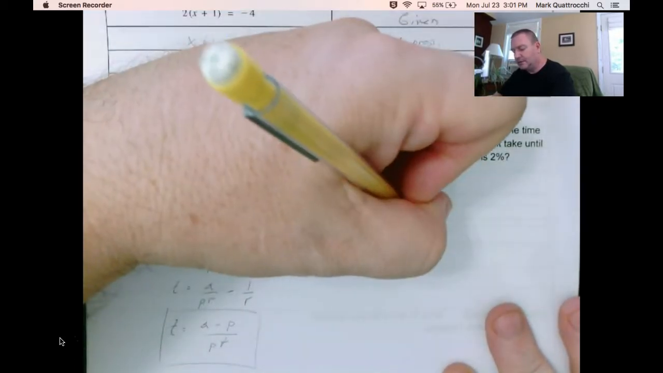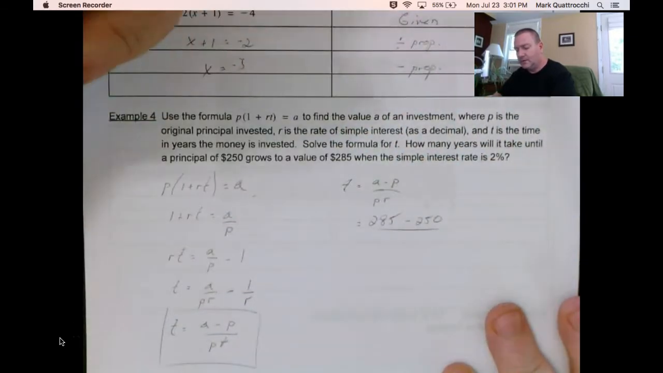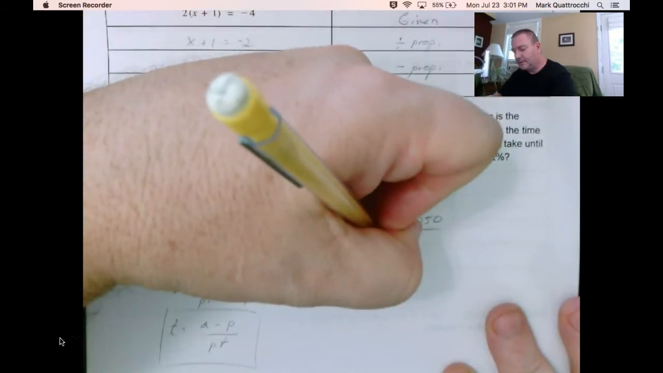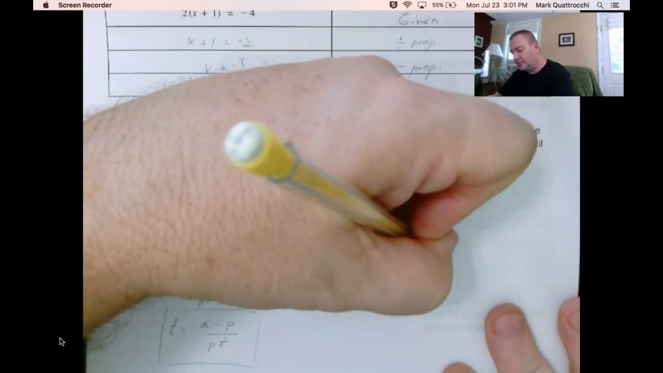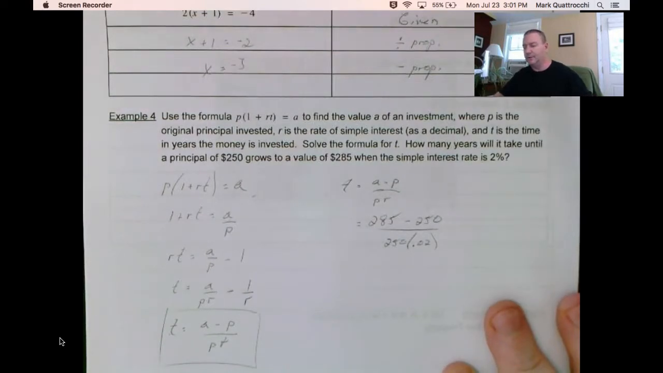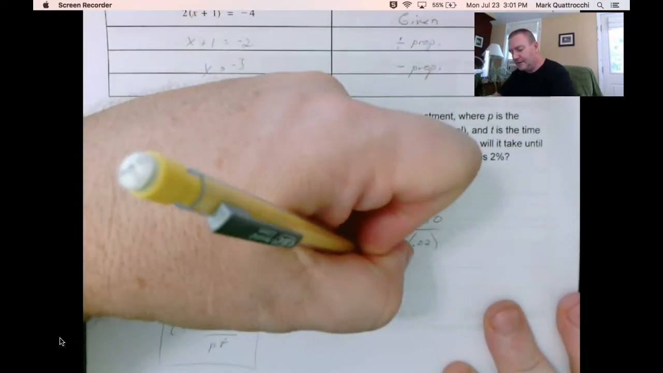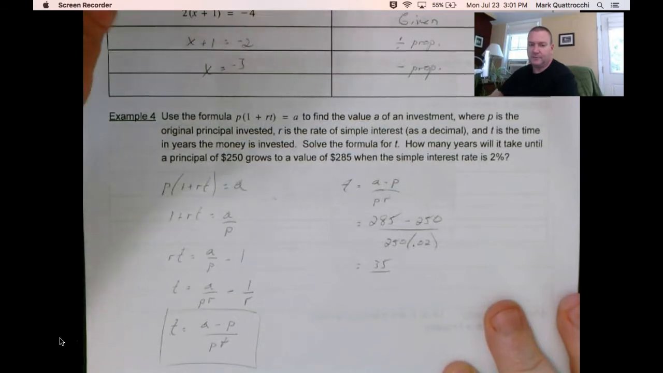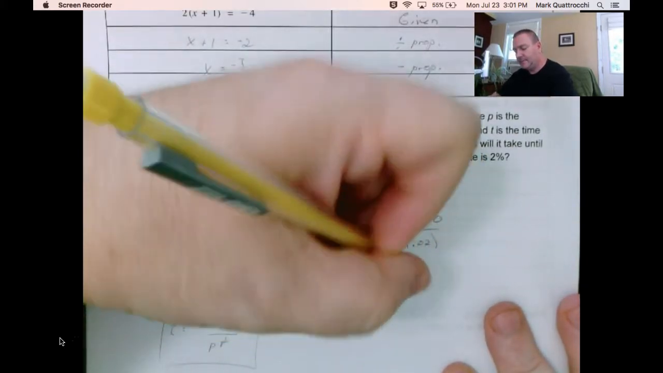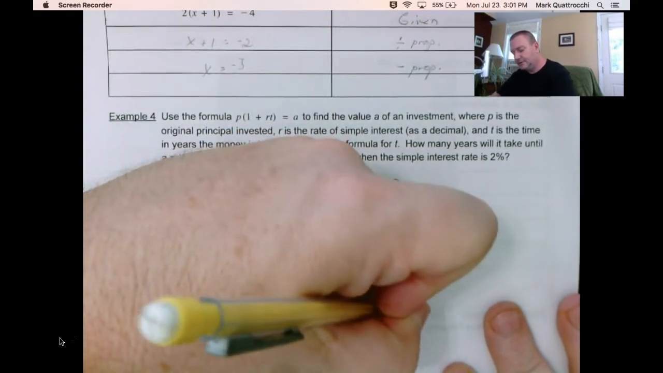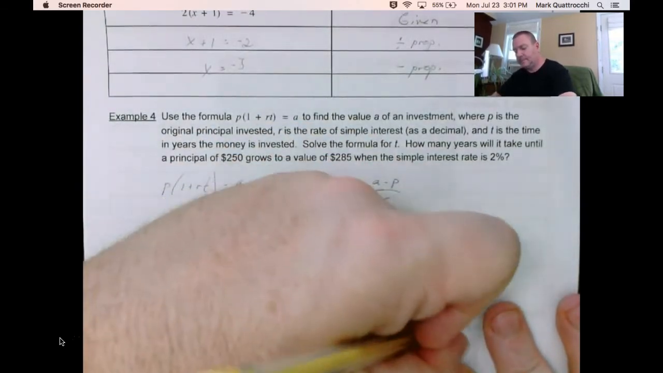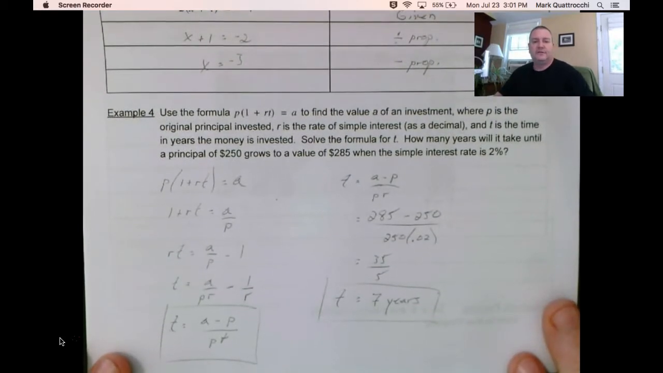The principal, the amount that we start off with, $250, over principal, $250, times the simple interest rate, 0.02%. Is written as 0.02. The numerator becomes 35. The denominator, 2% of 250 is 5. And this simplifies to a nice time equals 7 years. So in 7 years, your investment of $250 will be $285. That's example 4.